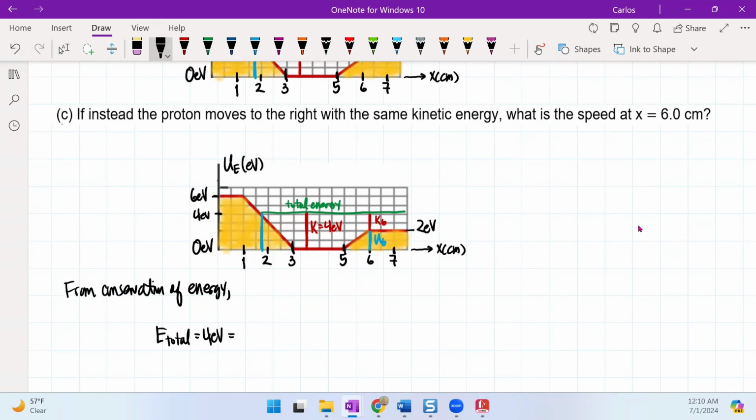And that has to equal the potential at 6 centimeters plus the kinetic energy at 6 centimeters. But we can read the potential energy, and we can see that that's at 2. So I can write this as 2 electron volts plus the kinetic energy at 6 centimeters. That immediately tells us that the kinetic energy at 6 centimeters must be 2 electron volts.